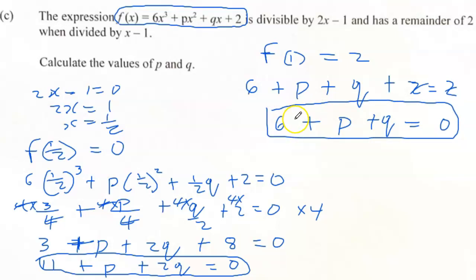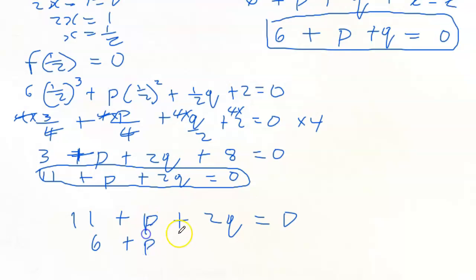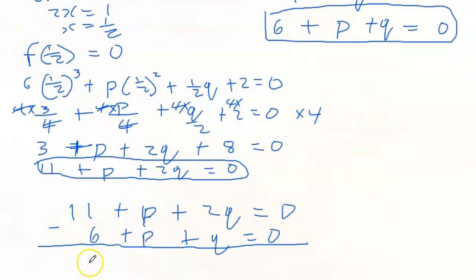So we can solve. I guess we could use the elimination method to solve these pair of equations. So we can put them together and simply just subtract. So let me just put them here. So we have 11 plus p plus 2q equals 0. And we have 6 plus p plus q equals 0. And of course, we can subtract. So if we subtract the value above minus the value below, 11 take away 6, that's 5. P take away p leaves us with 0. 2q take away q, that's q. So 5 plus q equal to 0.